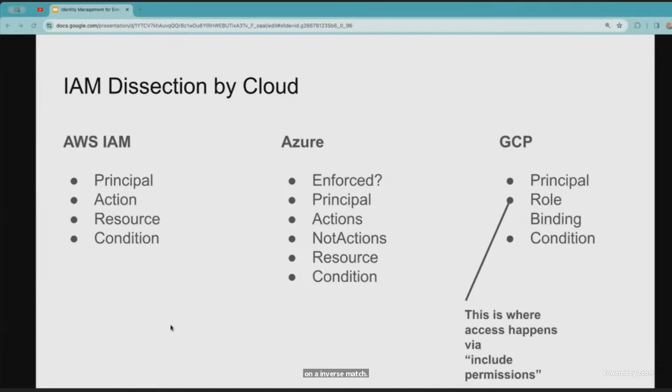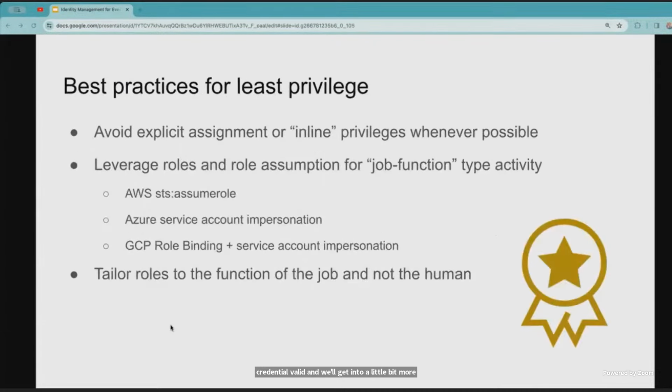Azure has a couple other kind of nuanced things as well, like whether that policy is actually currently enforced or not enforced. In Google Cloud, they just go with the role binding concept instead of actually allowing that explicit assignment. But they all also have conditions, which I just do want to call out here. And the conditions is under what circumstances is that credential valid? And we'll get into a little bit more of why that's interesting and cool here in just a bit.